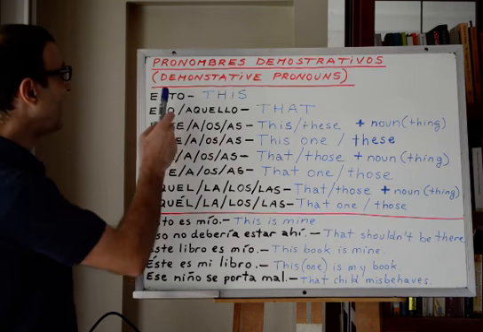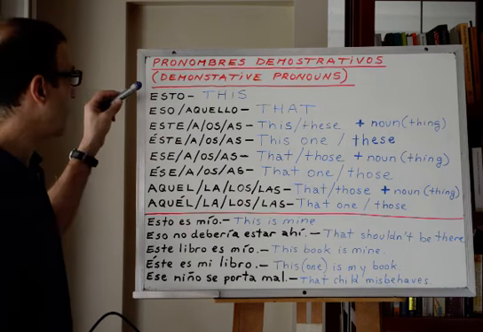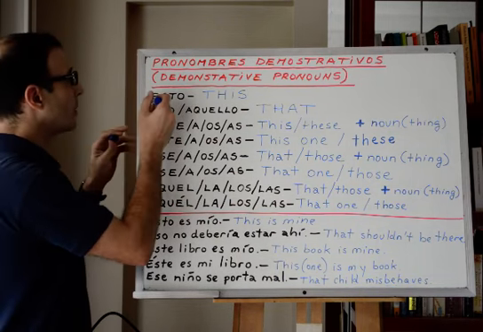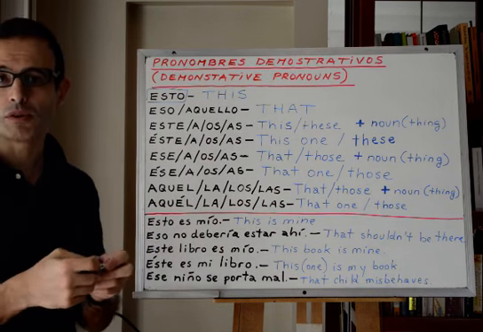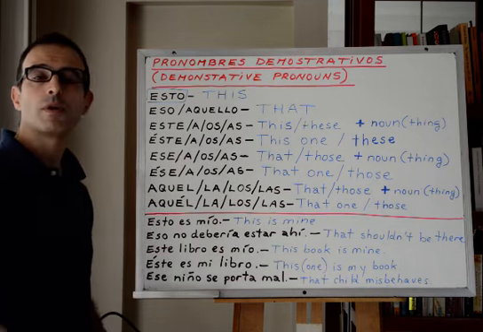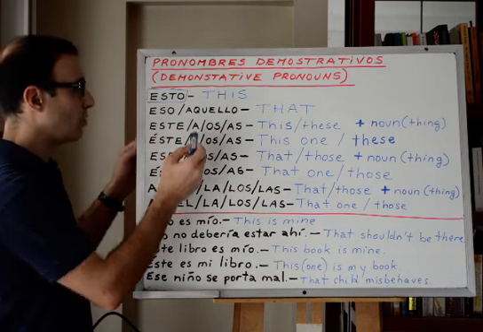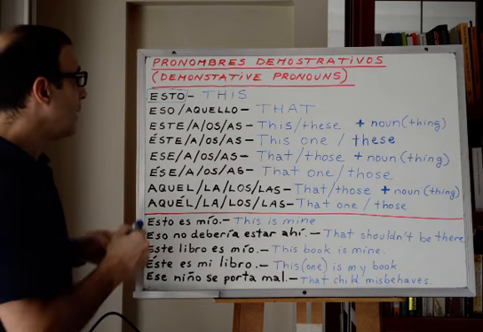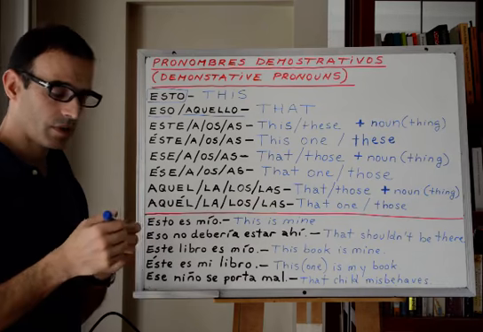So, esto would be the this. I want this, quiero esto, okay? This one has no variation, okay? No masculine or feminine, nor plural or singular, okay? Same as with eso or aquello, for that, okay? Eso and aquello are synonyms, okay?